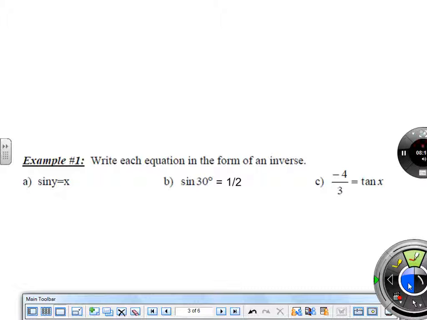And in your note guide, I know it doesn't say equal 1/2 right there, but it should. Okay, so you can fix it if you have the note guide.